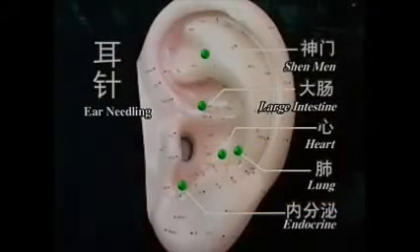2. Ear needling. Select the following ear points: lung, shenmen, endocrine, heart, and large intestine. Embed needles in the ear points or attach ear seeds.